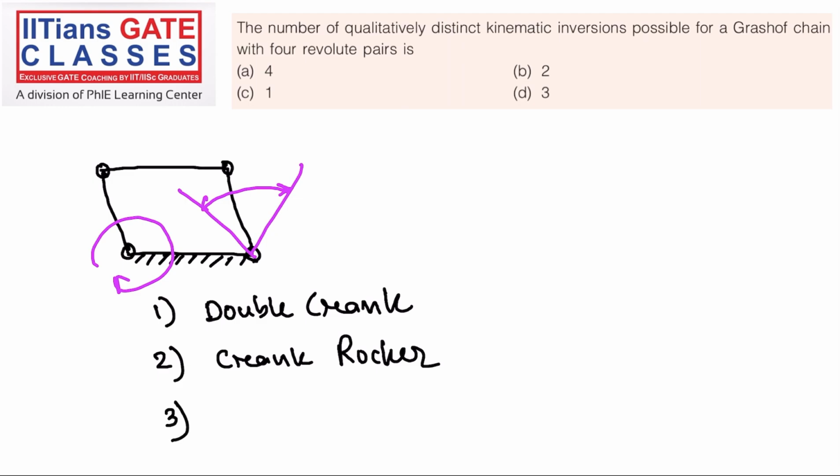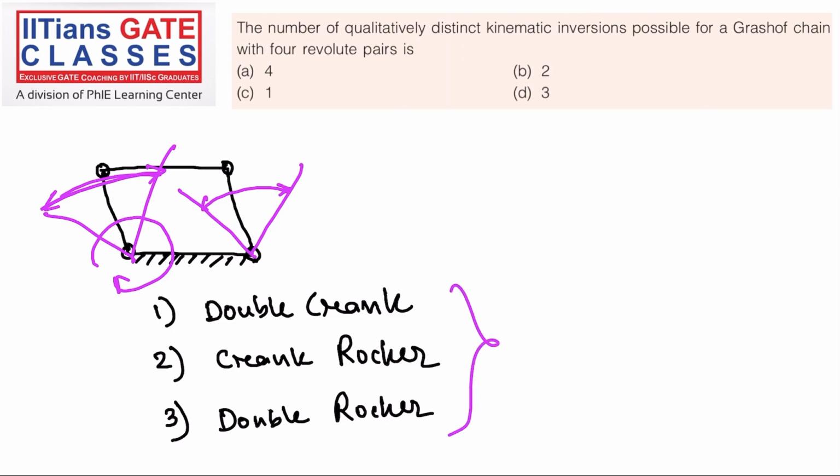And what is the third? The third one is the double rocker mechanism. So what is the double rocker mechanism? Both the input link and the output link are having to and fro motion, oscillating motion to be precise. So can there be any other possibilities apart from this? No, there is no other possibility. So the total number of distinct kinematic inversions possible is 3.